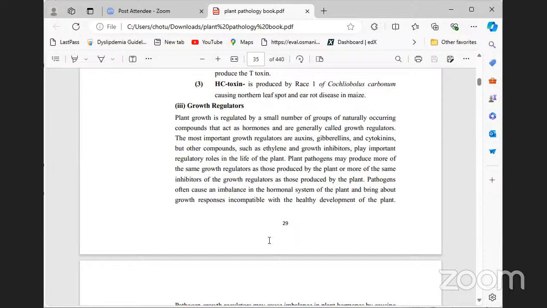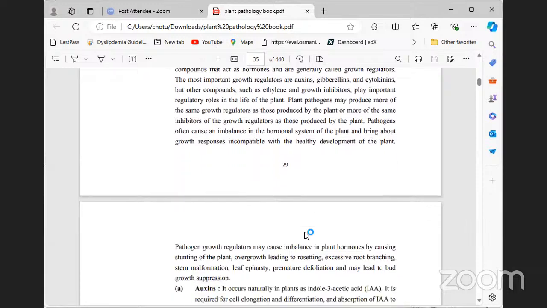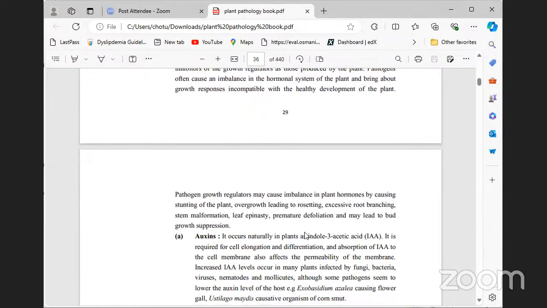the plant. Plant pathogens may produce more of the same growth regulators as those produced by the plant, or more of the same inhibitors of the growth regulators as those produced by the plant. Pathogens often cause an imbalance in the hormonal system of the plant and bring about growth responses incompatible with the healthy development of the plant.